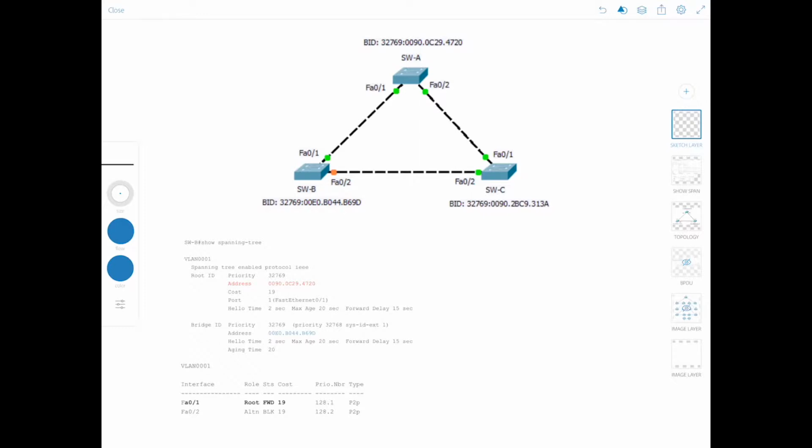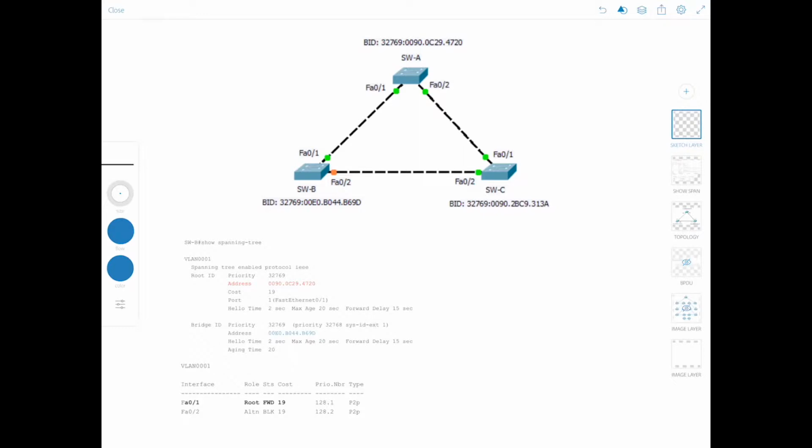But first, the root switch is determined by the bridge ID, as you've seen extensively in previous videos. And then the best path to the root switch is determined by the lowest cost. And any ties are broken with the port priority. And this is easiest to explain with an example. So let's look at the diagram.